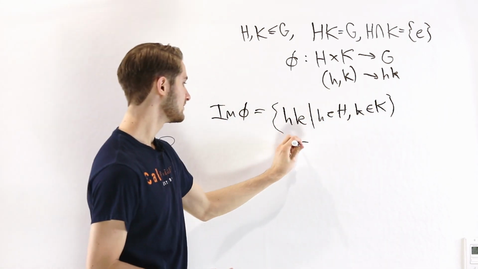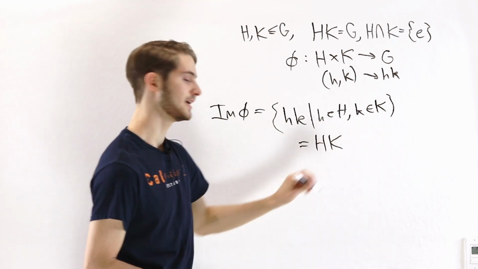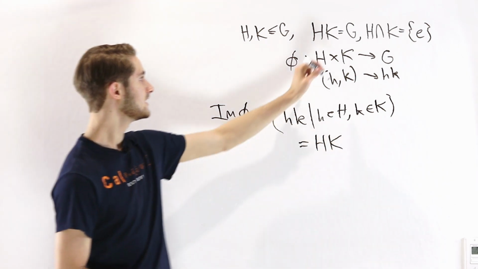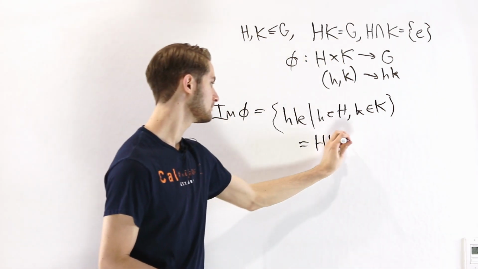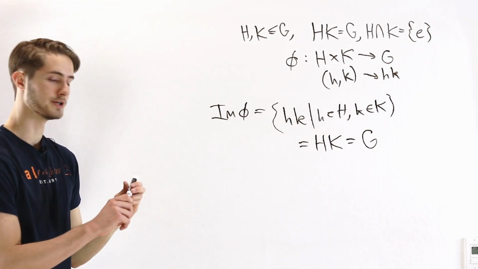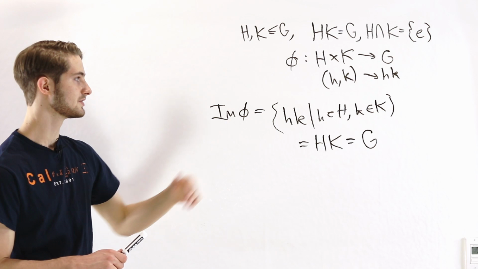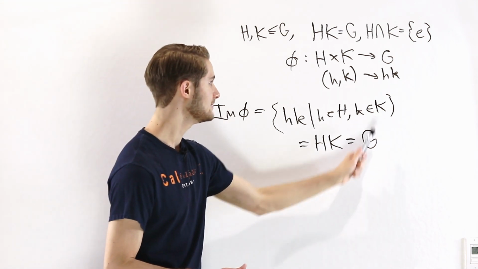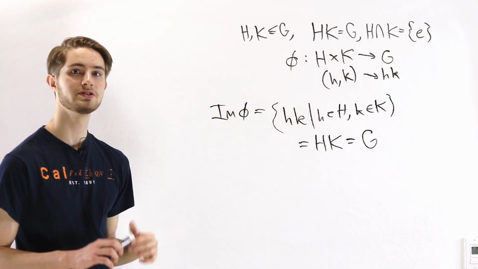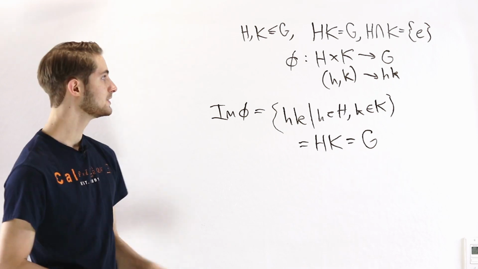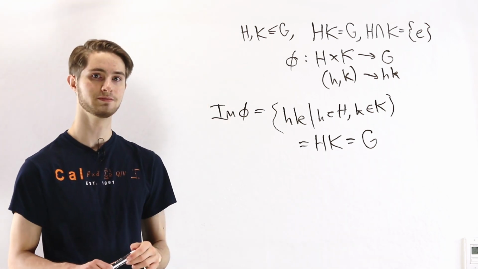But we know that this is the same thing as H times K by definition, and we said at the beginning, if H and K are complements, this has to be the original group G. So the image of phi, the set of outputs that phi gives, is the same as the codomain, and that means that phi is surjective, so we can conclude that it's a bijection.